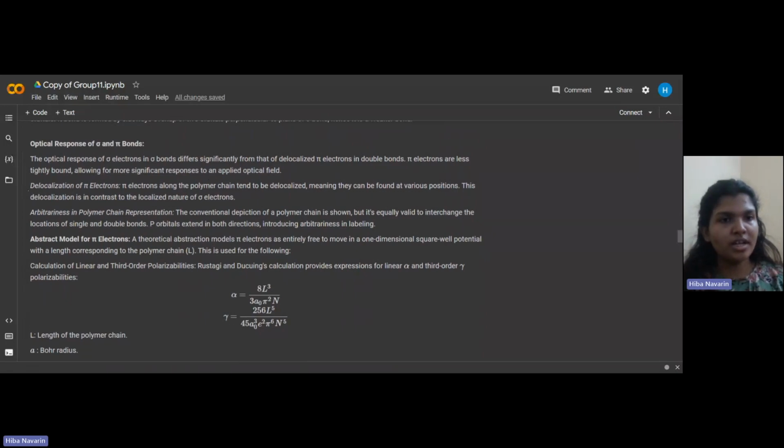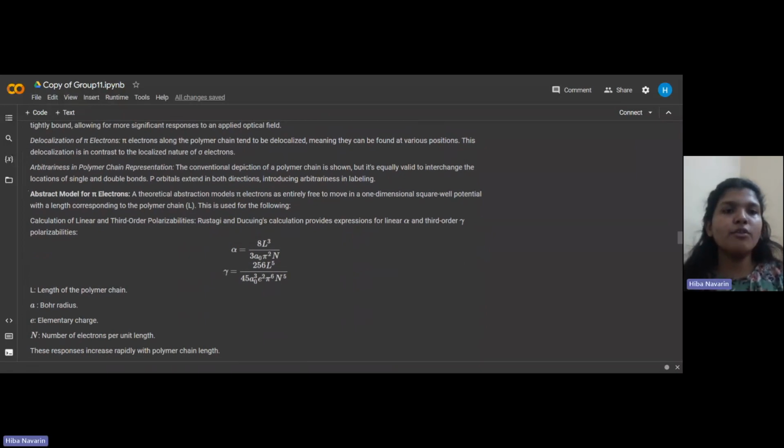Like the delocalization of pi electrons, as you can see, if we number all the electrons, when the atom is in conjugation, the pi bond can form to the left or the right, and it would not matter. Hence, there is this arbitrariness in polymer chain representation, which leads to a free movement of the pi electrons.